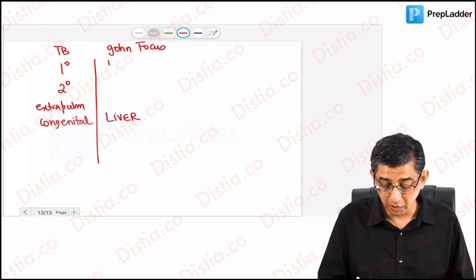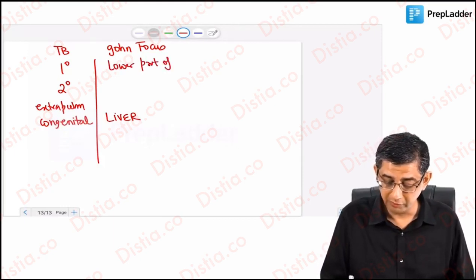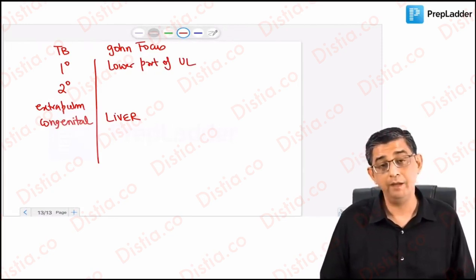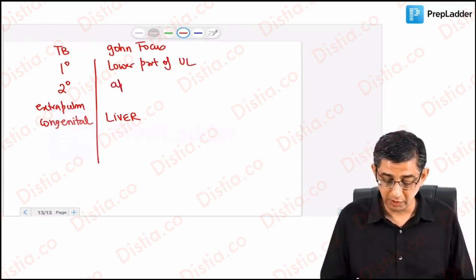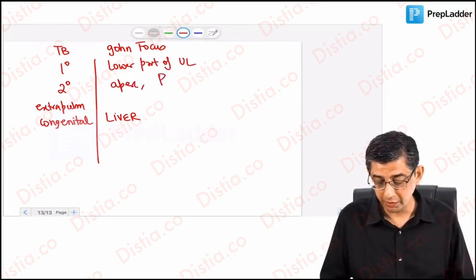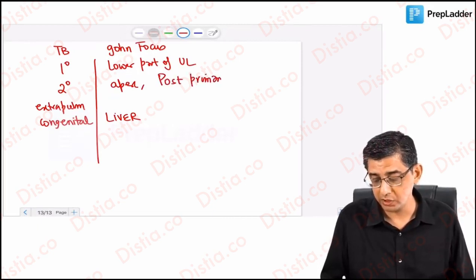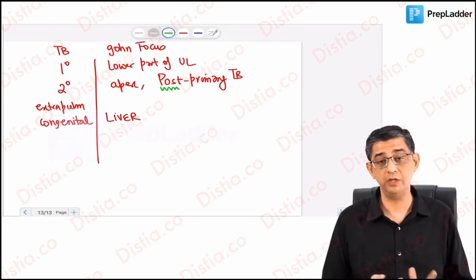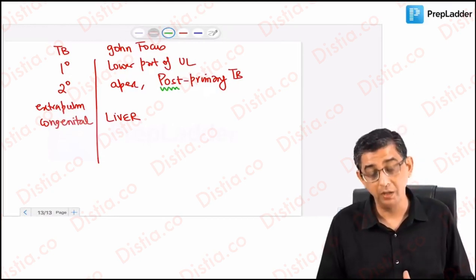In primary TB, I was teaching you that it is going to be the lower part of the upper lobe. In fact, that was the first diagram that I actually drew before you. Then in secondary tuberculosis, it was the apex. Lots of times secondary TB is written as post primary TB, and people just miss the word post and start answering from a primary TB perspective. Careful reading is of big importance in the exam. Lots of times we miss out words which actually change the entire domain.